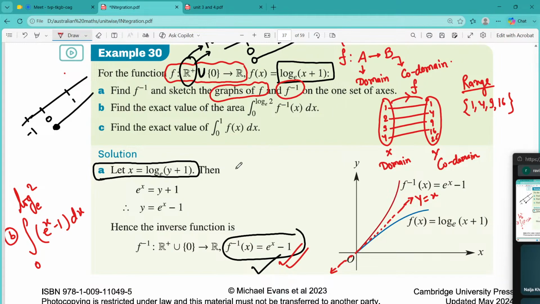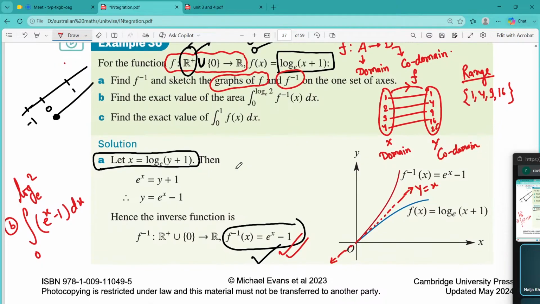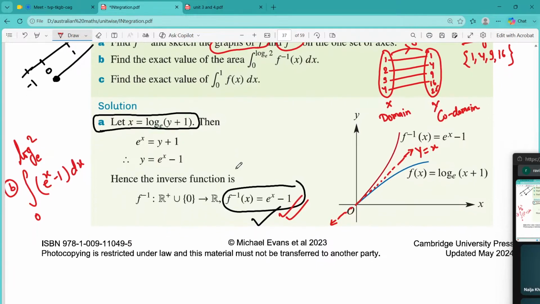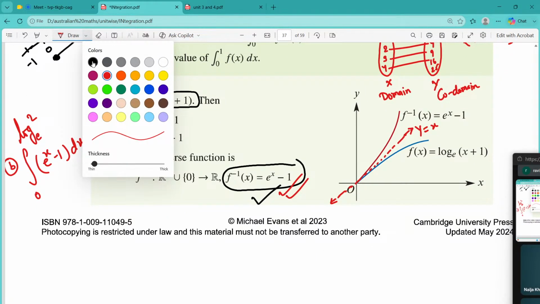Would you like to try this integration? I know how to integrate it, but I don't know how to put the limit as log base e 2. Try this. That's why I'm saying try this. Limit substitution.